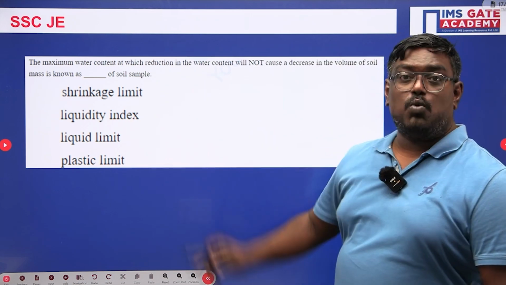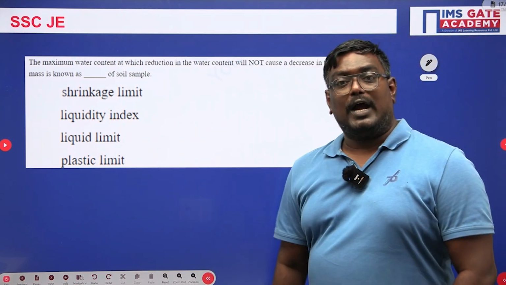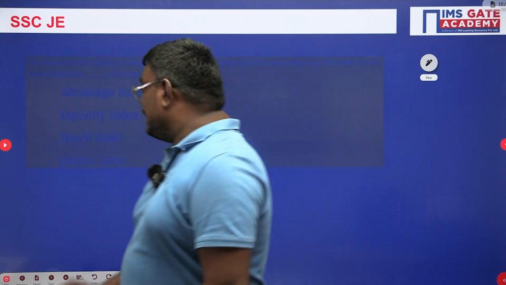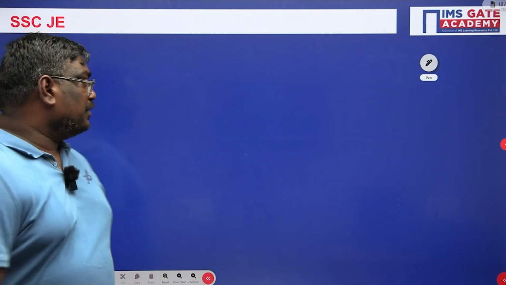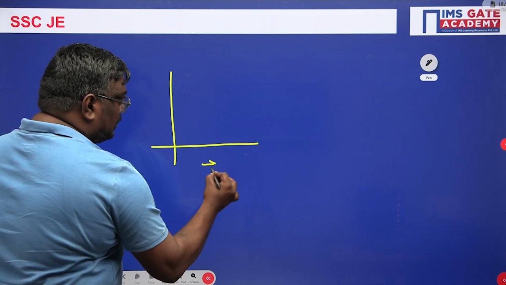The maximum water content at which there will not be any volume change. So I told you already my dear students regarding the Atterberg limits. If you see here, a graph is drawn between volume and water content.